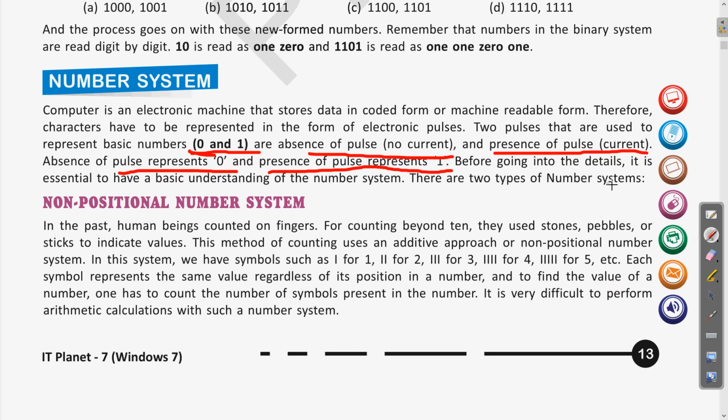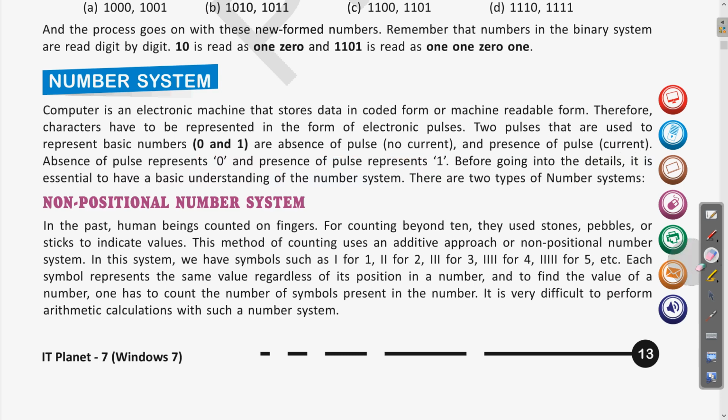Before going into details, it is essential to have a basic understanding of the number system. So there are two number systems. We have seen already that the computer system is a device which uses electric signals, and because of that we are using 0 and 1. Now let us see what the two types of number system are.